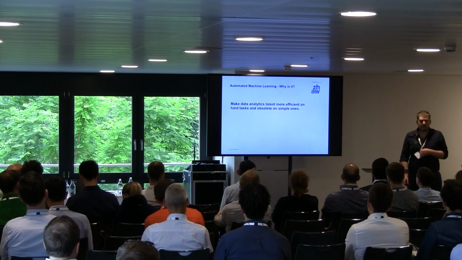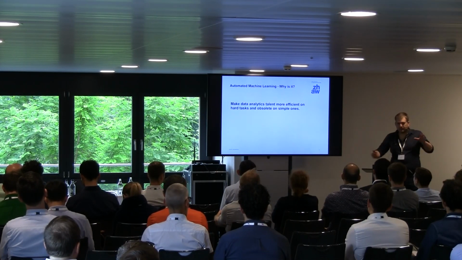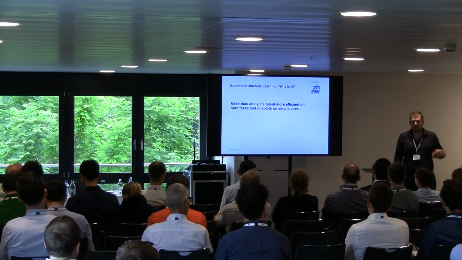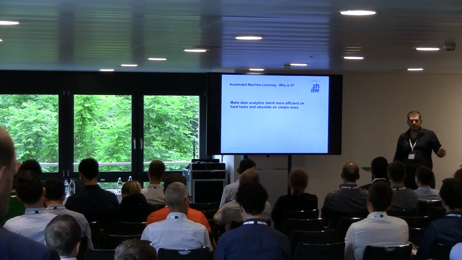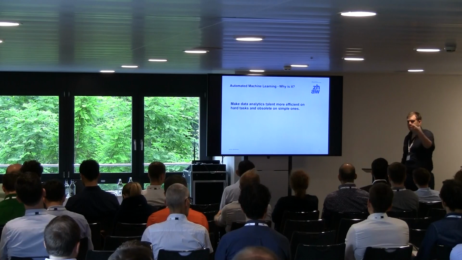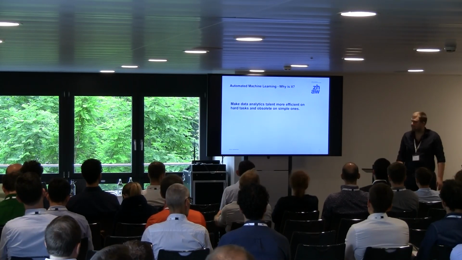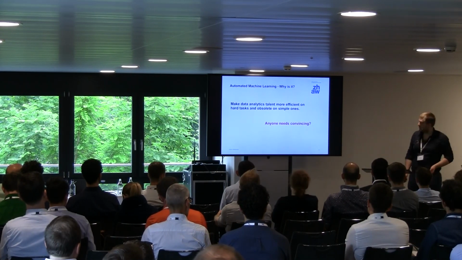Why do we do automated machine learning? The goal would be to make the people who find all of these values more efficient when the task is hard, so you have faster iterations over possible models because your system assists you with try this, try that, and make them obsolete when the task is very simple. So I guess nobody is going to argue with me that this is useful.